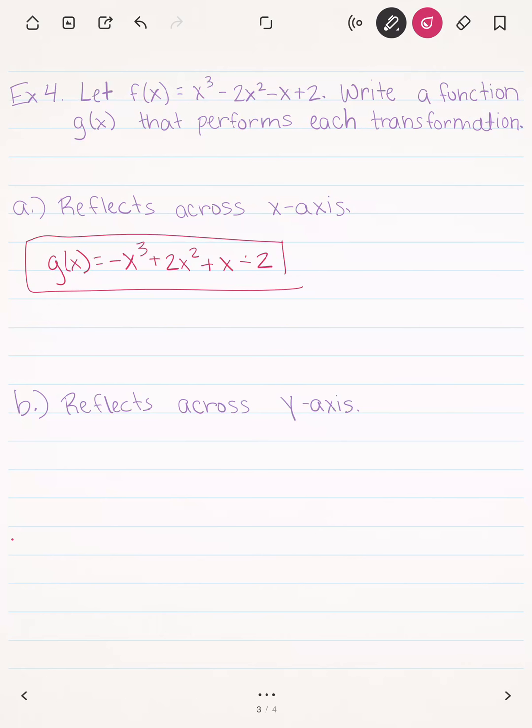For B, we want to reflect across the y-axis. Remember, for the y-axis, we change the sign of the variables with the odd exponents. So I look at x cubed, that's an odd one, so that becomes negative x cubed. Negative 2x squared, that's an even exponent, so I keep it as a negative 2x squared. Negative x, that is an odd exponent, so I change it to plus x, and then the plus 2 stays because it doesn't have a variable with an exponent. And there's the new function that reflects across the y-axis.